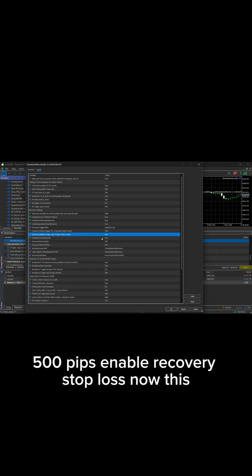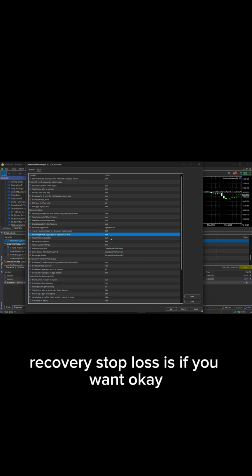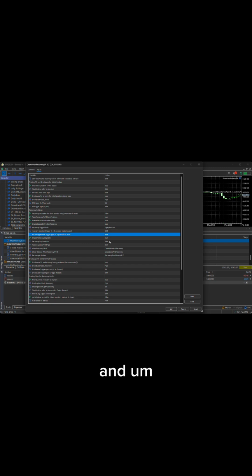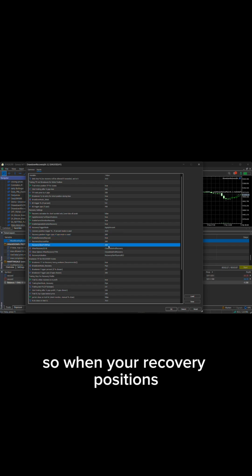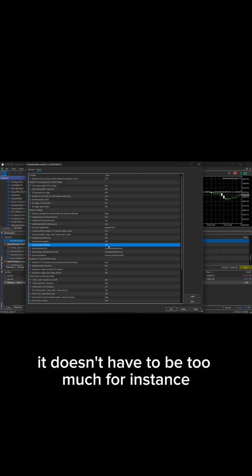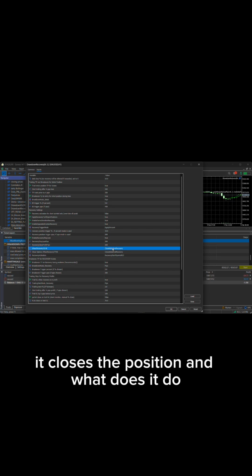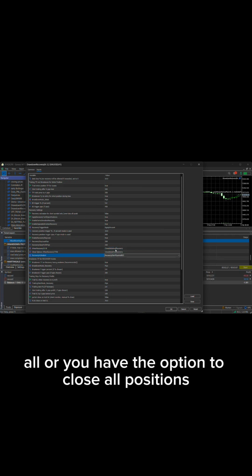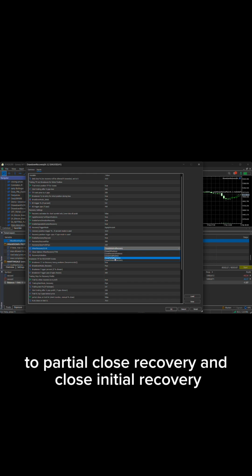Enable recovery stop loss. Now this recovery stop loss is if you want a stop loss for your recovery positions, right? And we also have recovery close profit pips. So when your recovery positions have reached a certain profit, it doesn't have to be too much. For instance, here I have just 350 pips. It closes the position. And what does it close? You have the option to close all positions, to close only recovery positions, to close only initial, to partial close recovery, and close initial recovery.